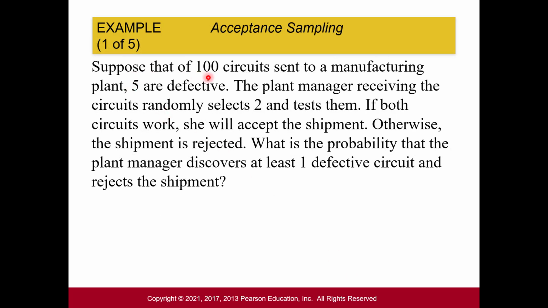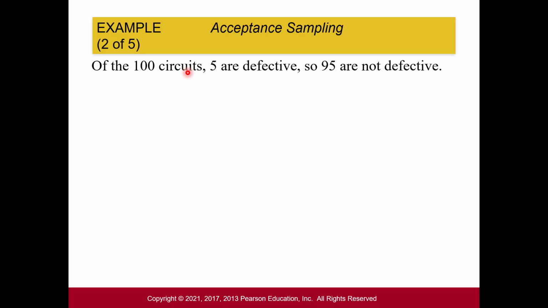Now suppose that of 100 circuits sent to a manufacturing plant, 5 of them are defective. The plant manager receiving the circuits randomly selects 2 and tests them. If both circuits work, she will accept the shipment. Otherwise, the shipment is rejected. What is the probability that the plant manager discovers at least 1 defective circuit and rejects the shipment? Of the 100 circuits, 5 are defective, so 95 are not.